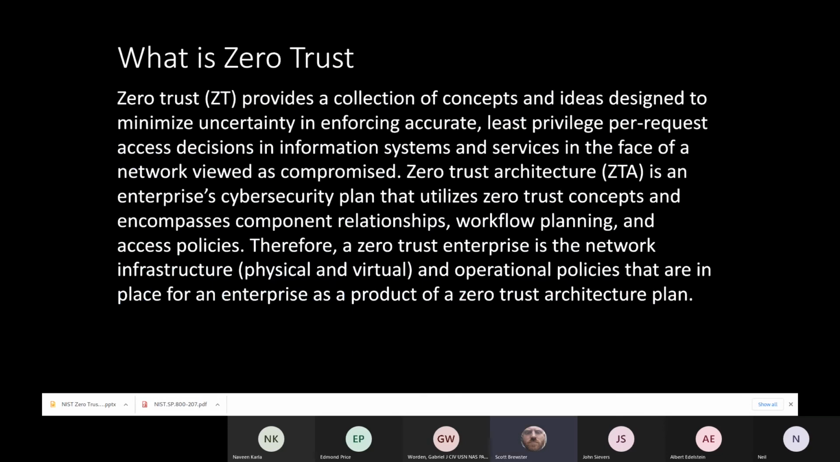And so inside of NIST 800-207, the definition reads: Zero Trust provides a collection of concepts and ideas designed to minimize uncertainty in enforcing accurate, least privilege per request access decisions in information systems and services in the face of a network viewed as compromised. Zero Trust architecture is an enterprise's cybersecurity plan that utilizes zero trust concepts and encompasses component relationships, workflow planning, and access policies. Therefore, a zero trust enterprise is the network infrastructure, physical and virtual, and operational policies that are in place for an enterprise as a product of zero trust architecture plan.